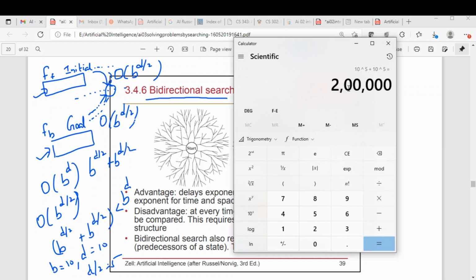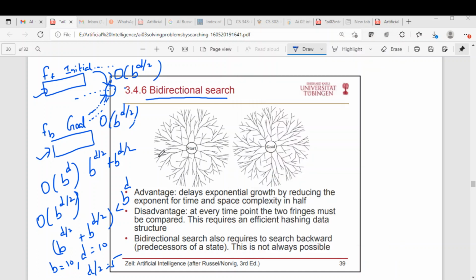Actually it's a very much smaller number than that, right? So it is much smaller than the other value. Okay, so this is the advantage. To get this advantage, we are interested in bidirectional search. The advantage is that it delays the exponential growth by reducing the exponent for time and space complexity in half. So not only time complexity, it also reduces the space complexity. Both time complexity and space complexity are reduced by half.